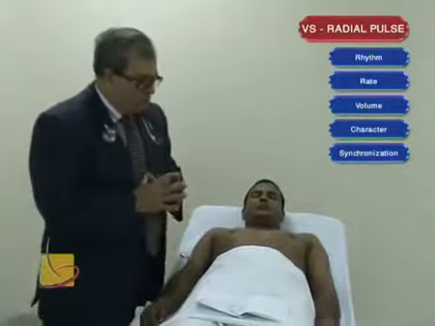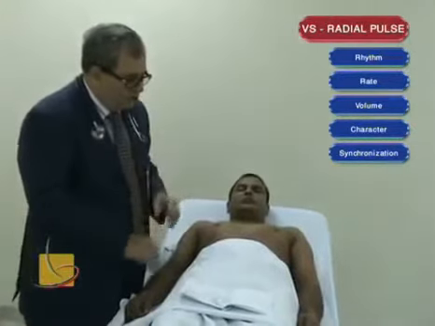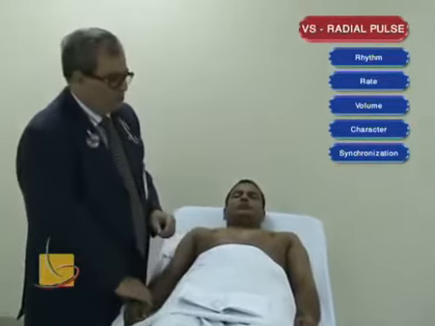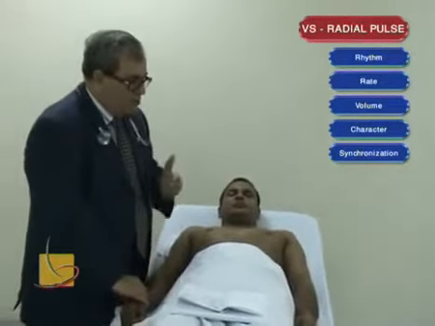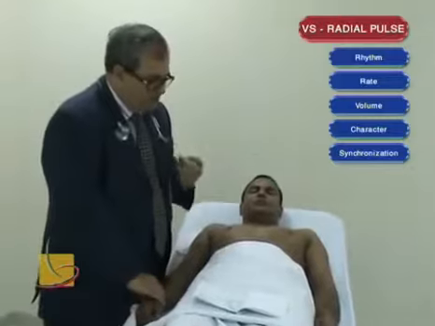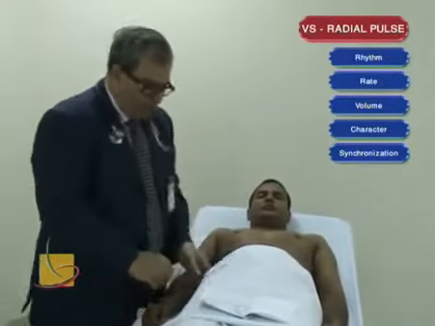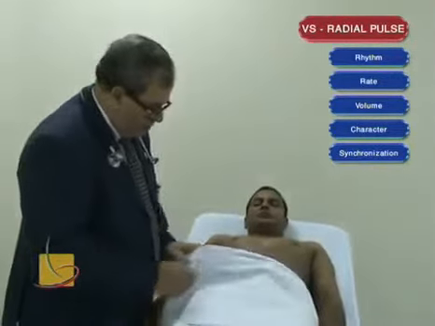There is another form of synchronization, which is radiofemoral synchronization. Radiofemoral synchronization, or the relation between radial artery pulsation and the femoral pulsation, is done in this way.